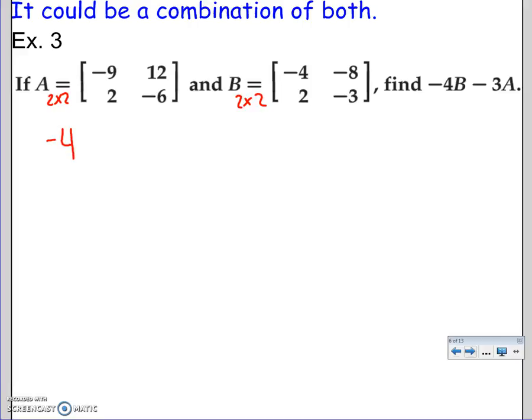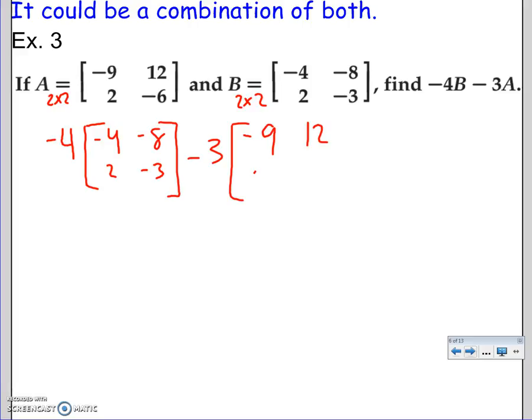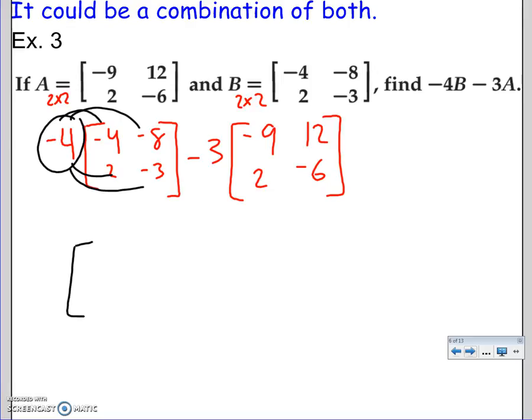So negative 4 times B. B is negative 4, negative 8, 2, negative 3. And minus 3 times A. Well, A is negative 9, 12, 2, negative 6. I distribute to both. So I distribute negative 4 to everything here. That gives me a brand new one. That is 16, positive 32, negative 8, positive 12.